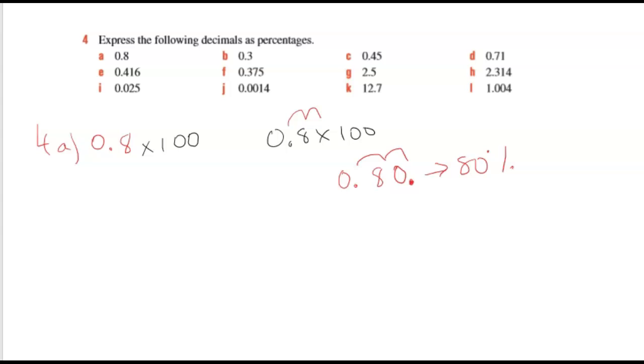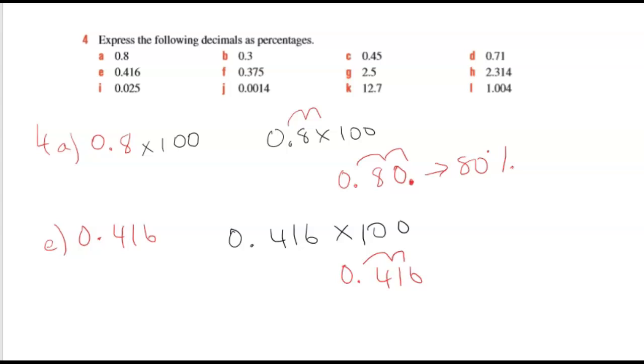All right, let's do E. 0.416. So I'm going to multiply that by 100. So remember, when I multiply by 100, my decimal point is going to move 2 places to the right. So we're going to have 41.6%.